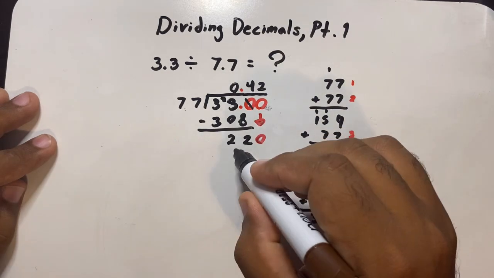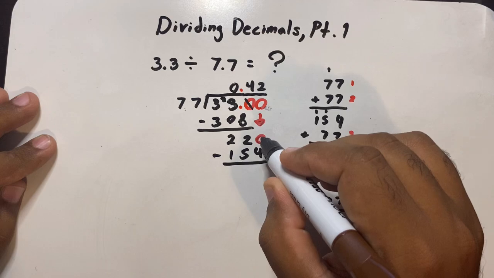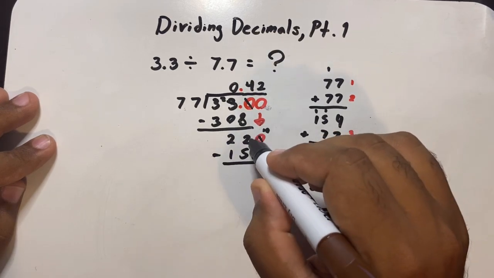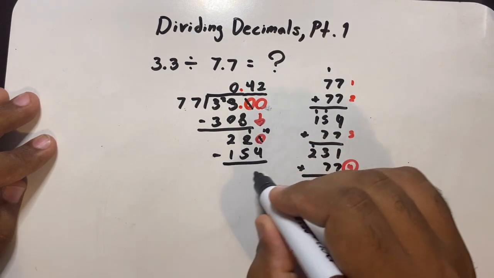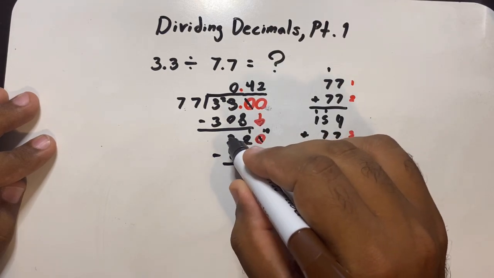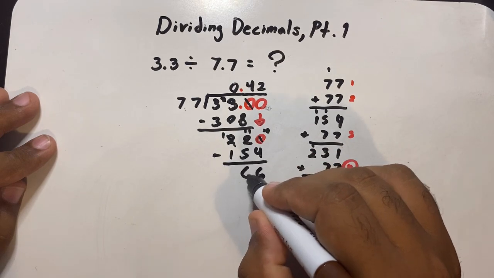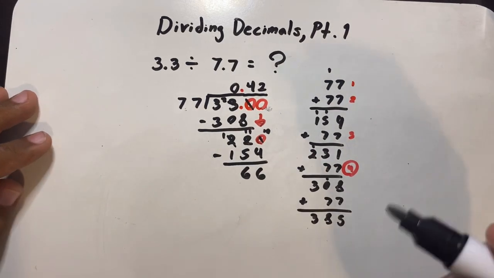2 times 77 is 154. We subtract it. This becomes a 10. This becomes a 1. 10 minus 4 is 6. We can't subtract the 1 from a 5, so we have to borrow from here. This one becomes 11. 11 minus 5 is 6. And then 1 minus 1 is 0.